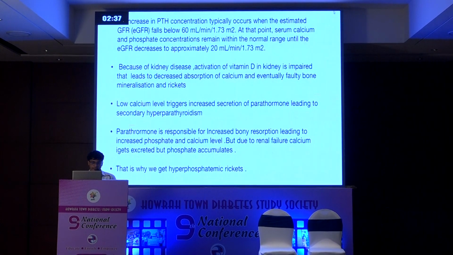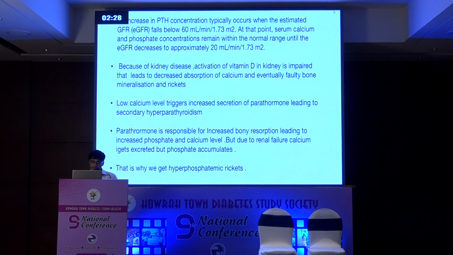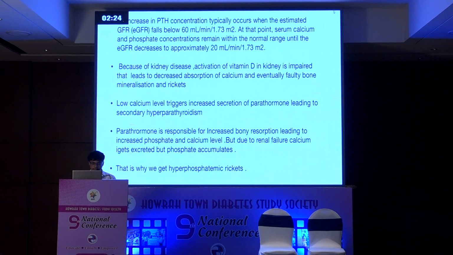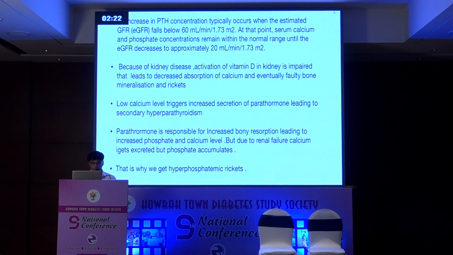An increase in parathormone concentration typically occurs when the estimated eGFR falls below 60 ml per minute per 1.73 meter square. At this point serum calcium and phosphate concentration remain within the normal range until the eGFR decreases further, to approximately 20 ml per minute per 1.73 meter square.